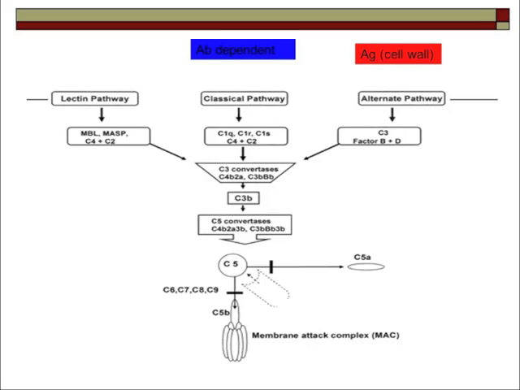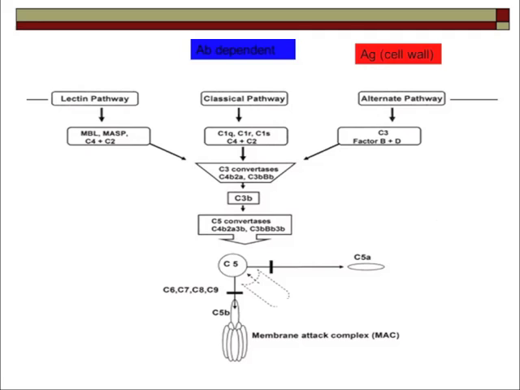Just kidding. But basically, the main things I wanted to point out here is the lectin pathway. We're not going to say a whole lot about it. It's very mild. It's usually in infancy. It doesn't really have much of a role for adults. But we'll talk about the classical and the alternative pathway.